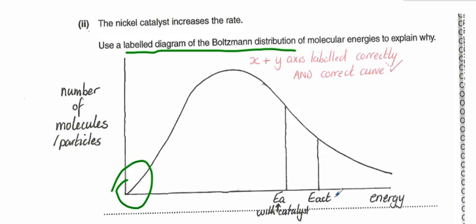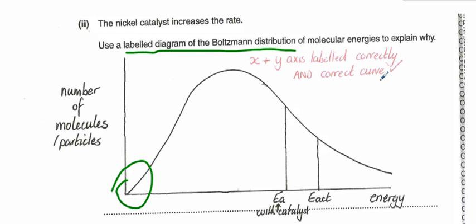Then I've marked on an activation energy, and clearly an activation energy with a catalyst. So my first mark is for a labelled diagram as it's asked for. So the nickel catalyst increases rate.